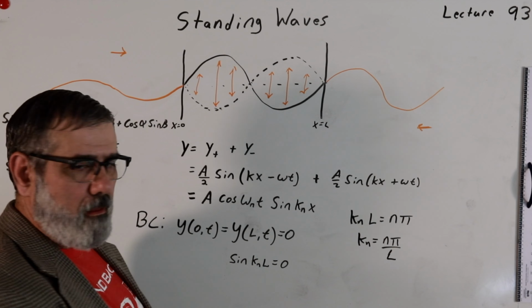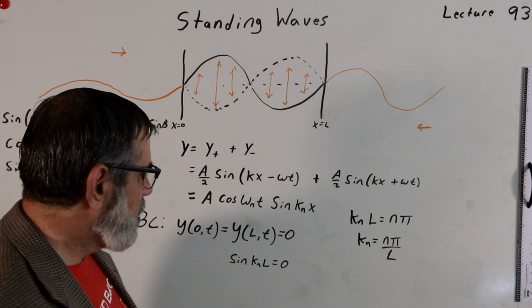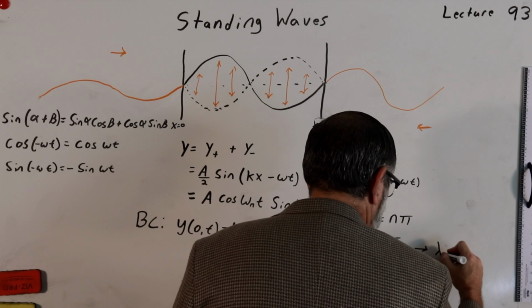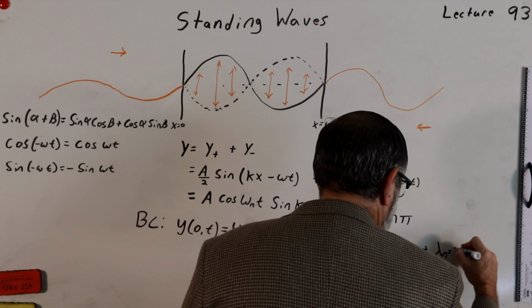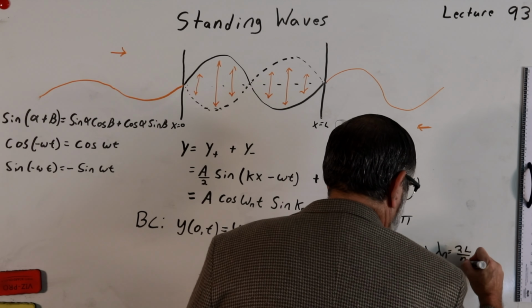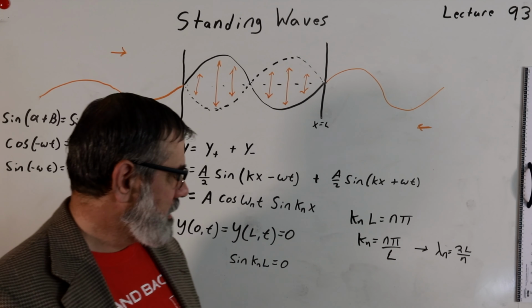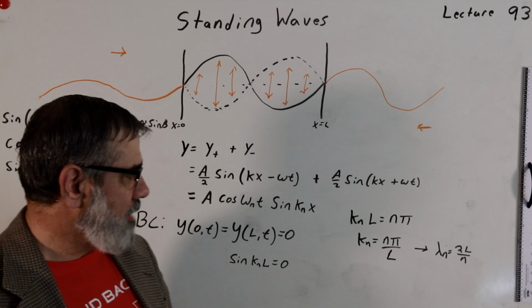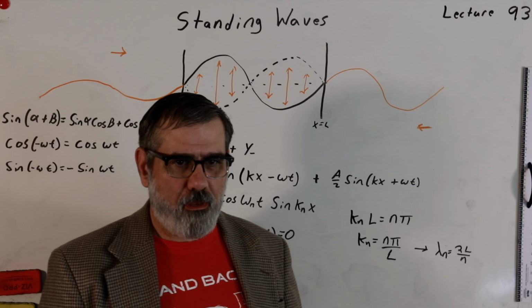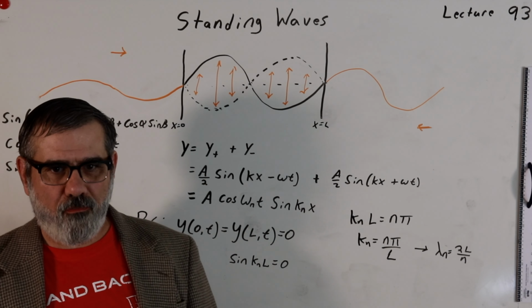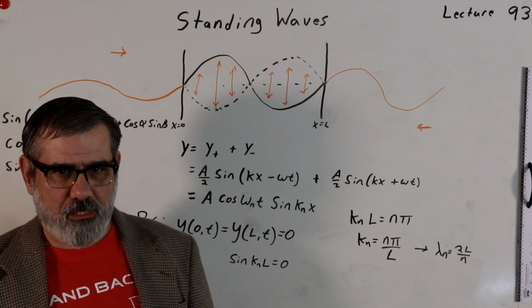In terms of the wavelengths, since K is just 2 pi over lambda, this implies that lambda sub n is equal to 2L over n. So if you want to know what the acceptable wavelengths are that will fit inside this cavity, just take the length of it, double it, and divide by n, where n is any integer: 1, 2, 3, 4. Does that make sense?